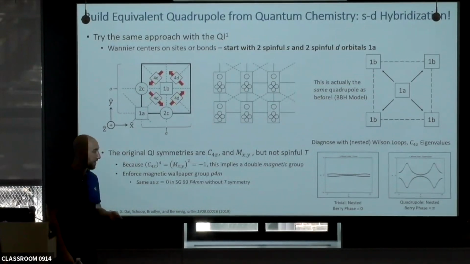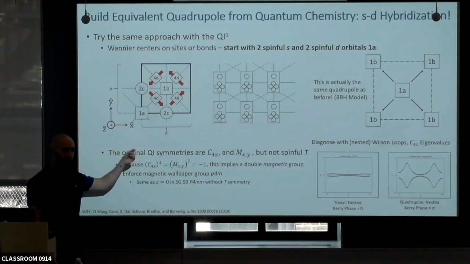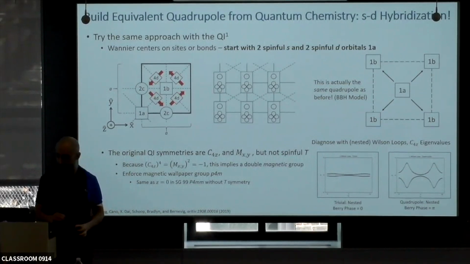And in fact, what you can show is that in a particular limit, the model that you would generate is unitarily equivalent to the BBH model. So it's just a re-embedding of the quadrupole model, but using only spinful electrons and no magnetic flux.